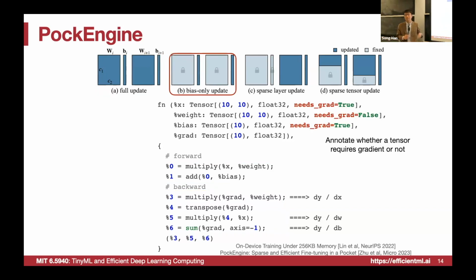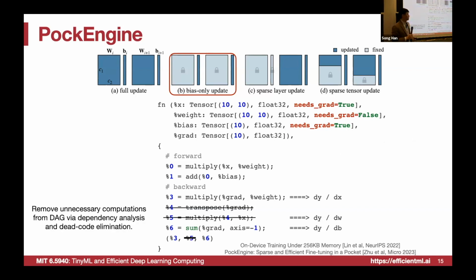What if we want to do this bias-only update? Like we talked about in the last lecture, fine-tuning the weight requires us to store the activation. But fine-tuning the bias doesn't require storing the activation, and then you can get a very good memory saving. So what we do here is we add a new flag, need gradient. If you mark need gradient to be false, then we don't need to update the weight. So we can eliminate the code to calculate dy/dw.